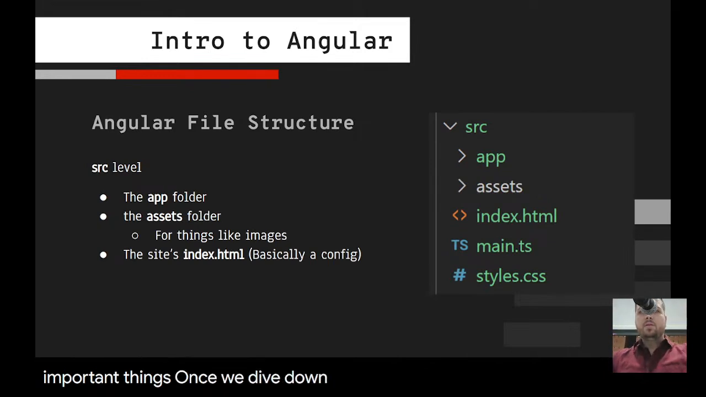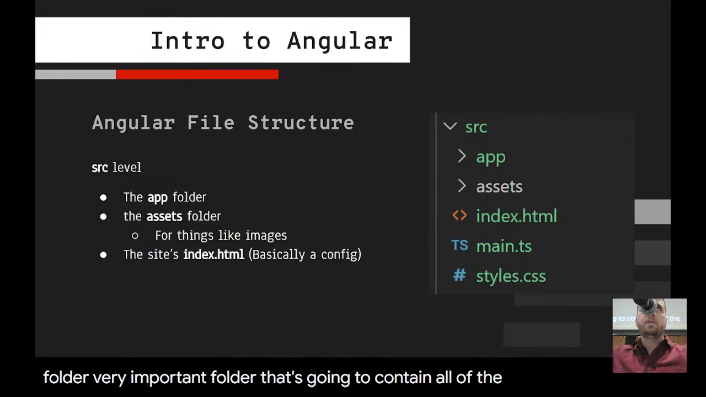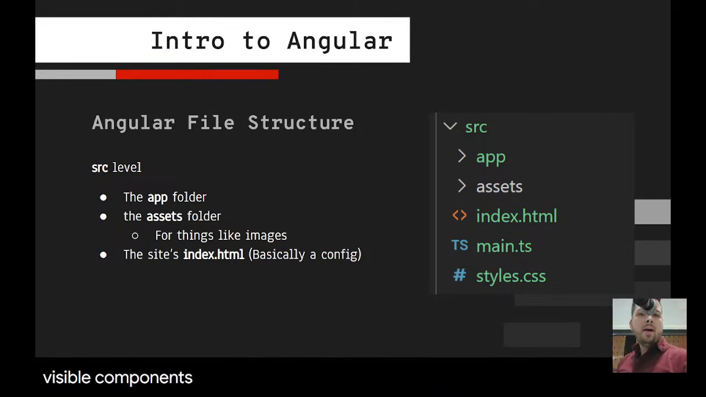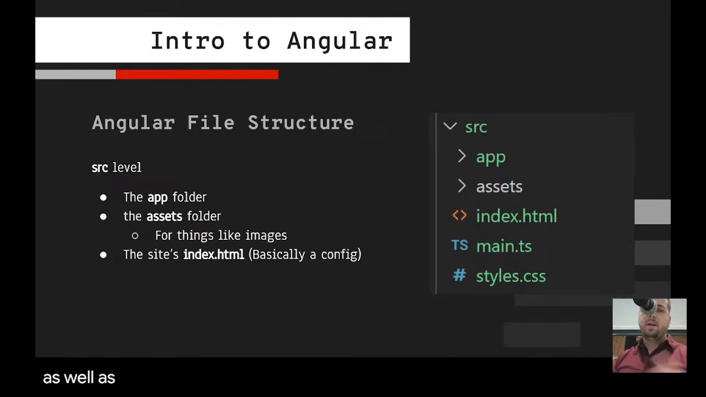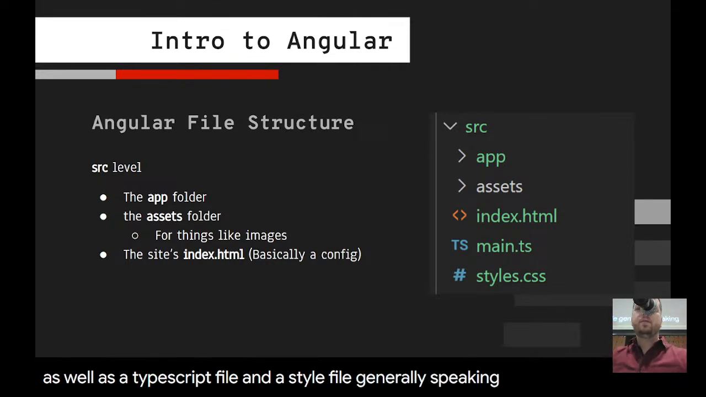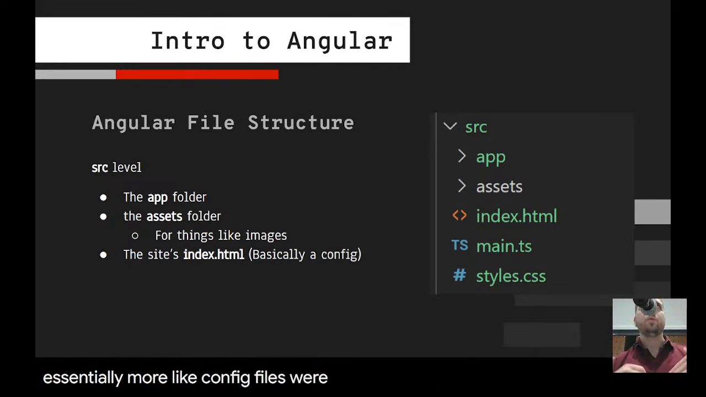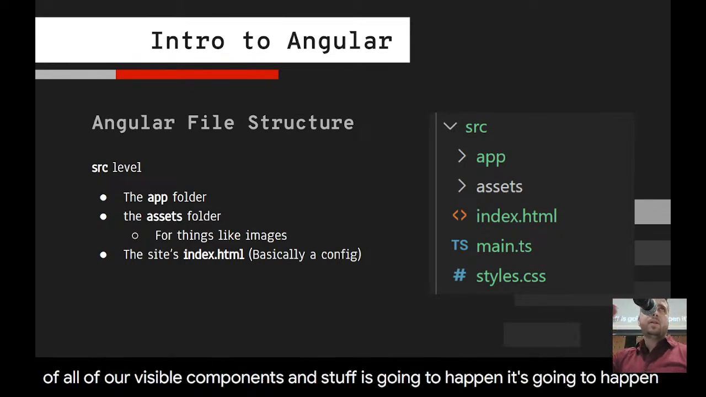Now, once we dive down into the source folder, we have the app folder, a very important folder that's going to contain all of the app files, all the visible components. In addition, we have an index.html inside the source folder, as well as a TypeScript file and a style file. Generally speaking, these are essentially more like config files. When we're working with our Angular projects, we're not going to be editing these files so much. The actual development of all of our visible components is going to happen inside the app folder.